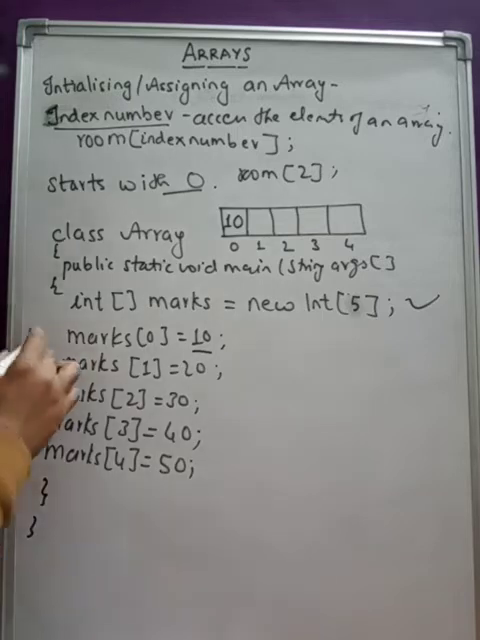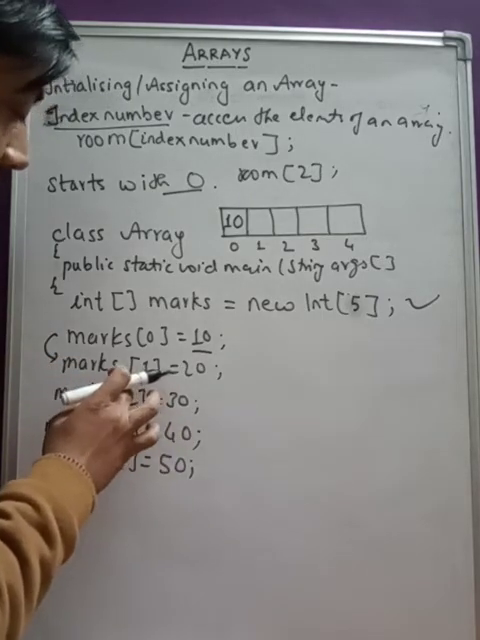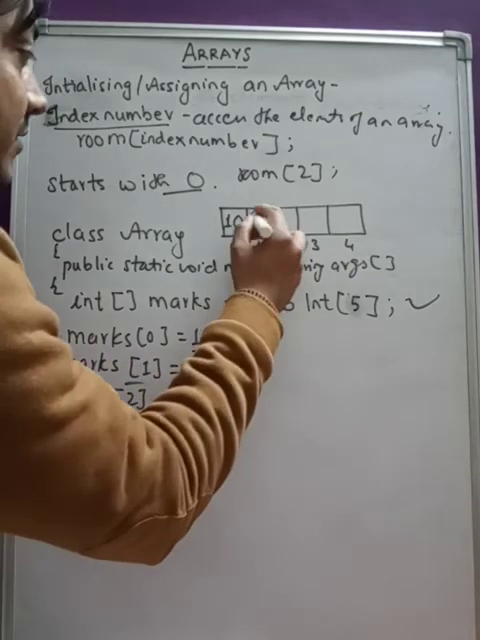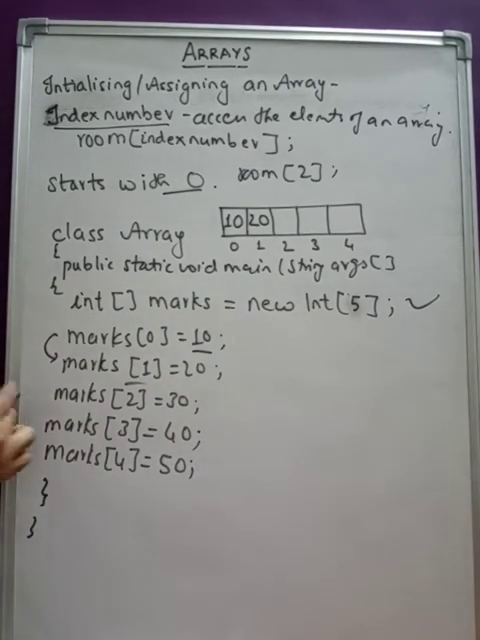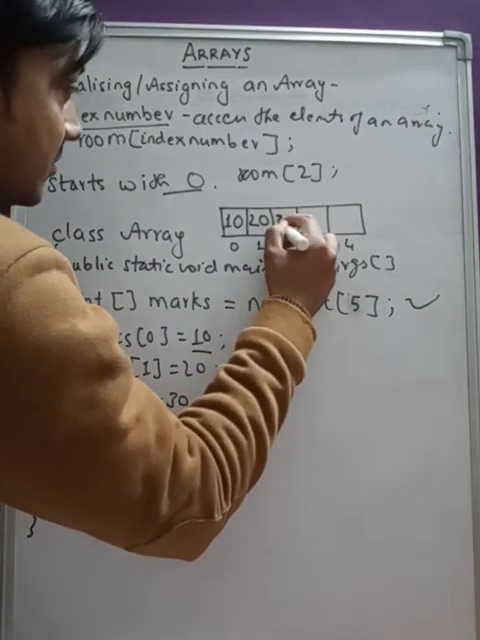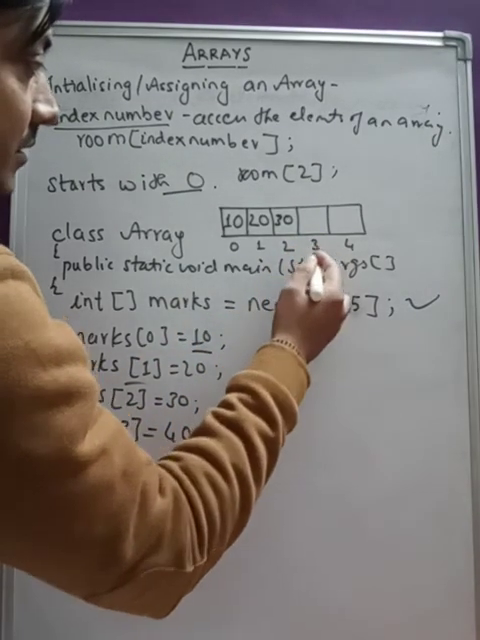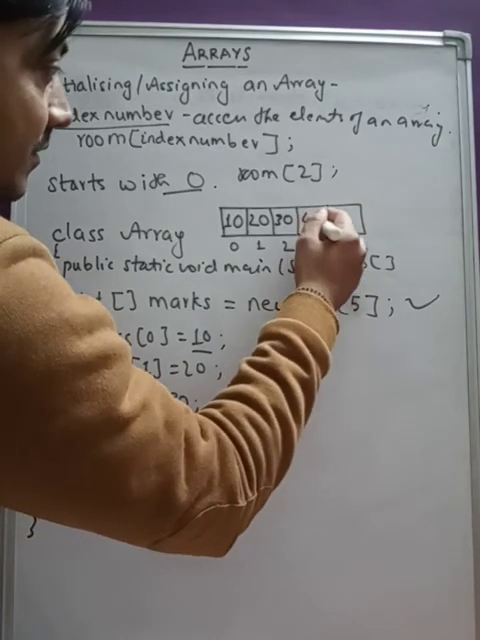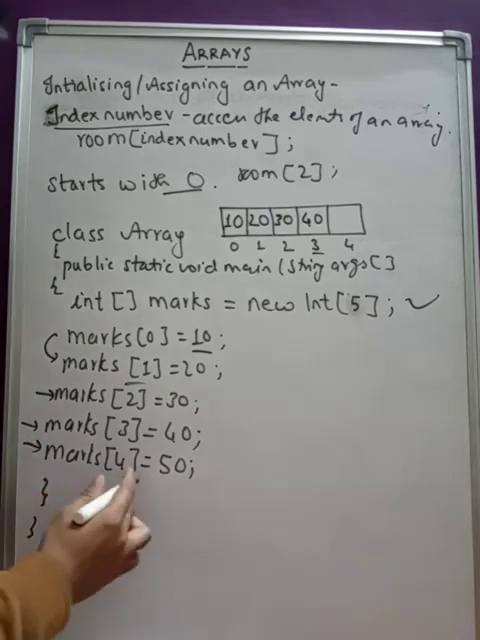Then in the next step, marks[1], that is index number 1. On the first index the value stored is 20. Then in the next index you write marks[2] is equal to 30. So on the second index you store the value 30. Then marks[3], that means index number 3, contains the value 40. And on the last index, marks[4], it is 50.